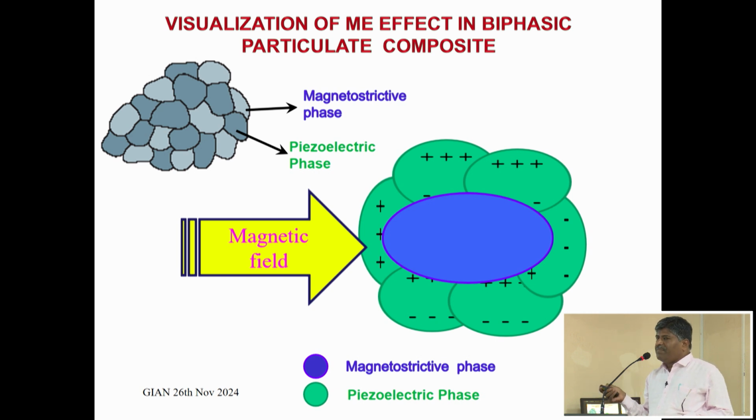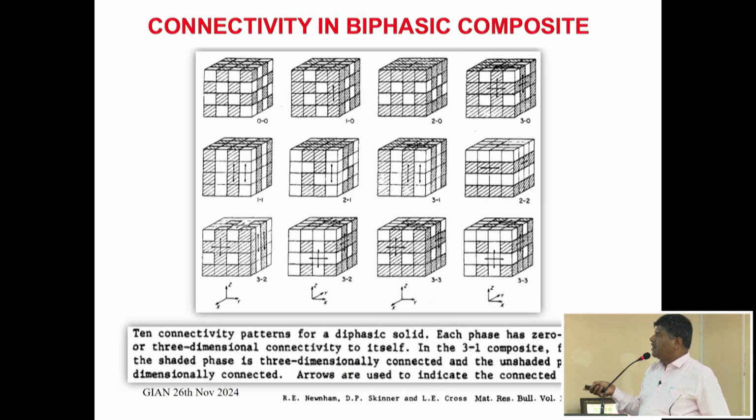Now, what is the simplest way to make composites? Just take one kind of powder, take another kind of powder, mix them, densify, and make the composite structure. Will the magnetoelectric effect be observed in such a system? Yes, it is going to be observed. This is the first aspect I will be talking about. As far as the magnetoelectric effect in composites is concerned, it is very important to understand the connectivity aspect.